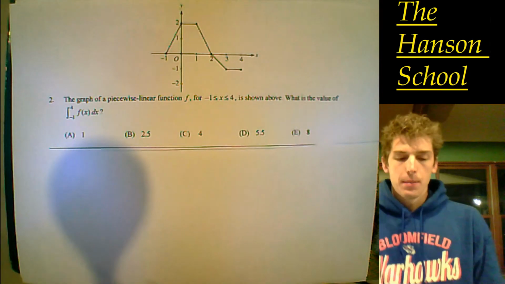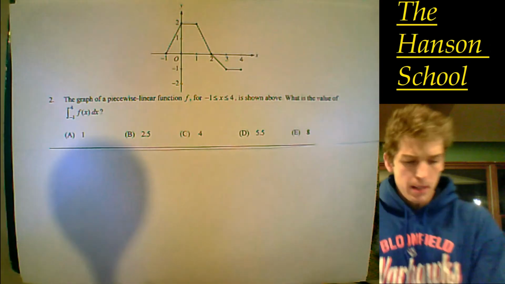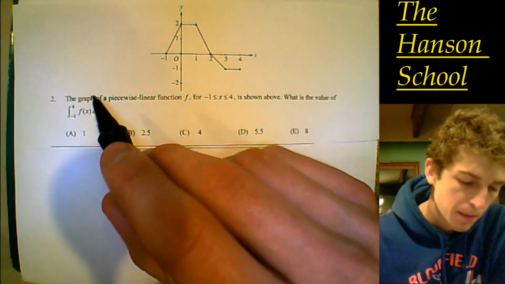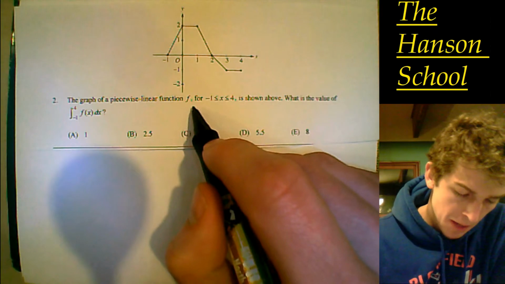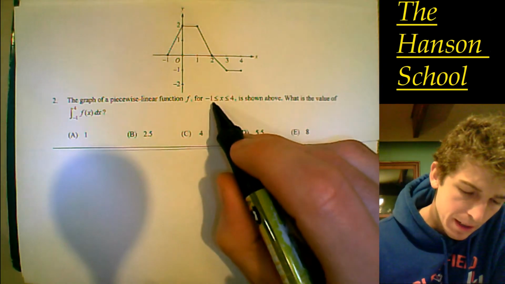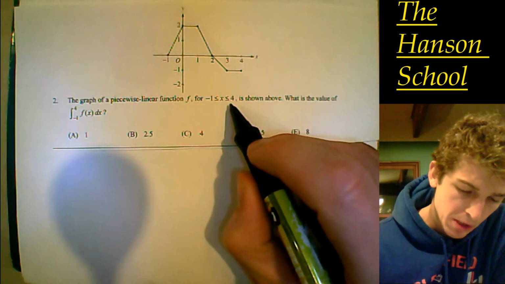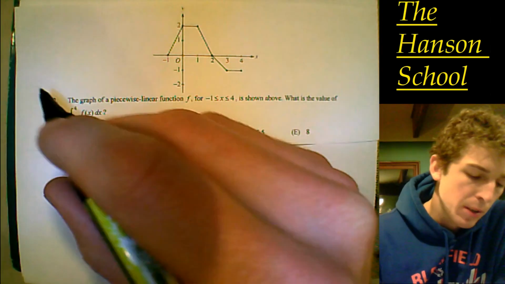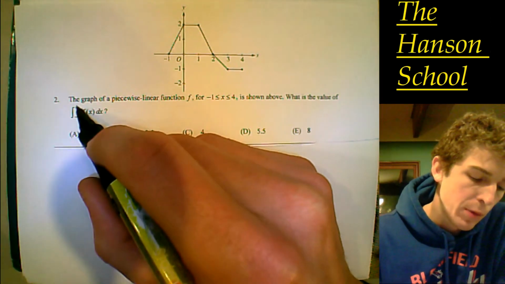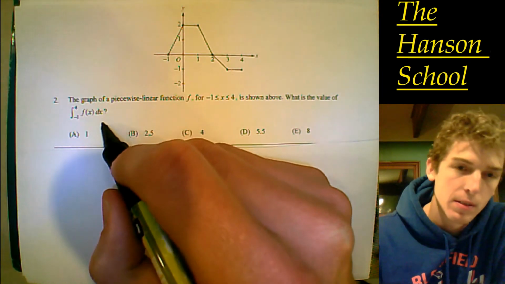All right, 1998 exam, AB, problem number 2. The graph of a piecewise linear function, f, for negative 1 is less than or equal to x, which is less than or equal to 4, is shown above. What is the value of the integral from negative 1 to 4 of f of x dx?